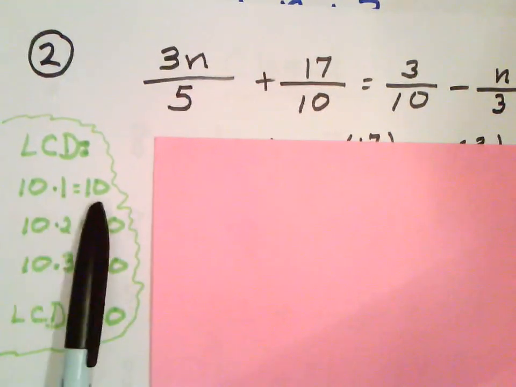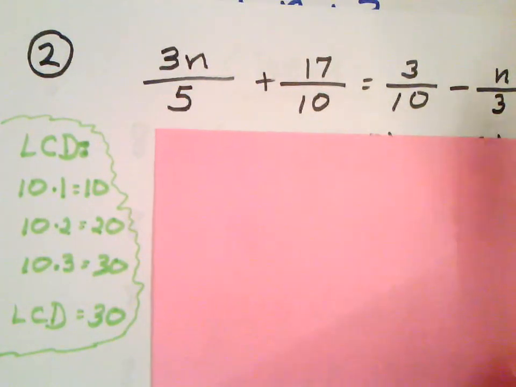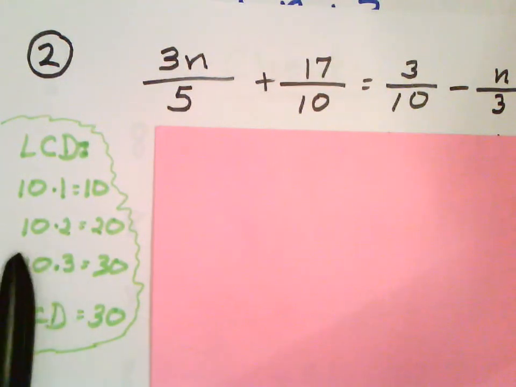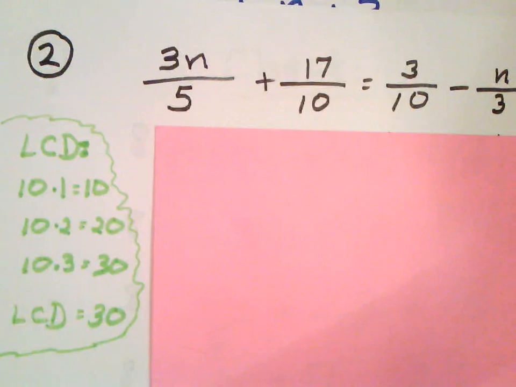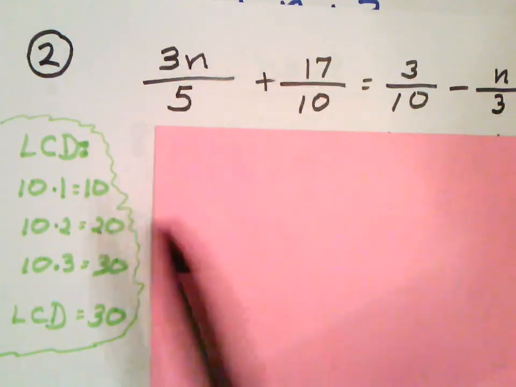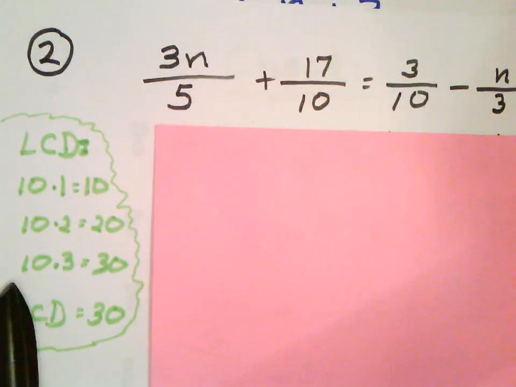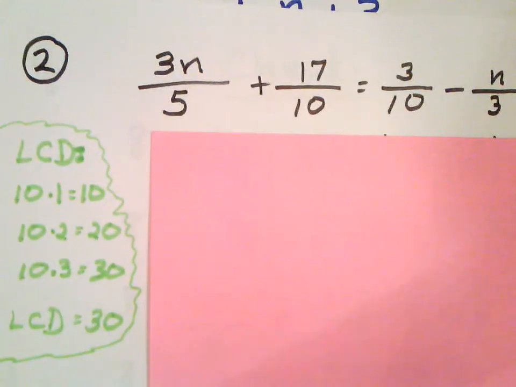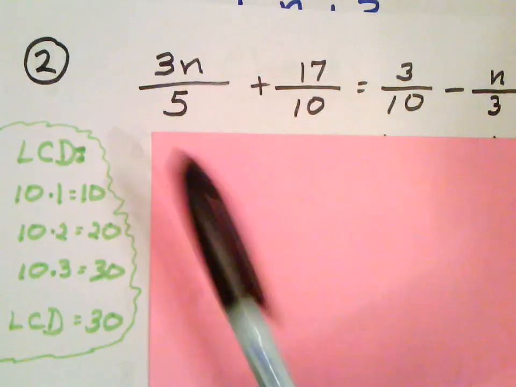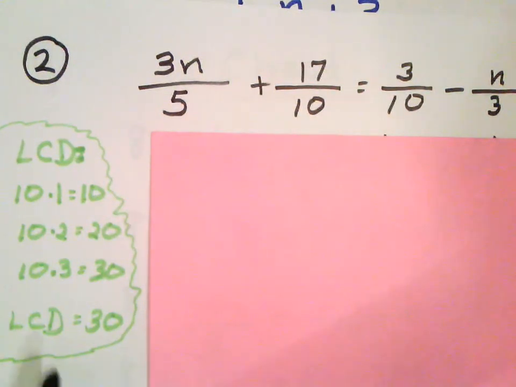You see, 10 times 1 is 10. 10 will not work because 3 will not divide evenly into 10. The next multiple, 10 times 2, 20. 20 won't work because, again, 3 will not divide evenly into 20. Then we look at our other multiple, 10 times 3, 30. 30 will work because 5 will go into 30 an even number of times, and 10 and 3. So our least common denominator is 30.